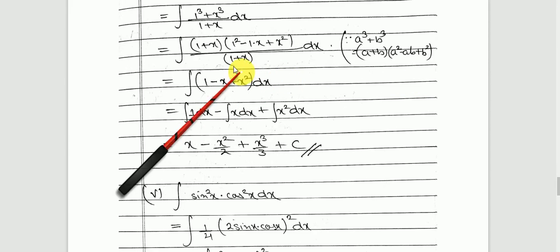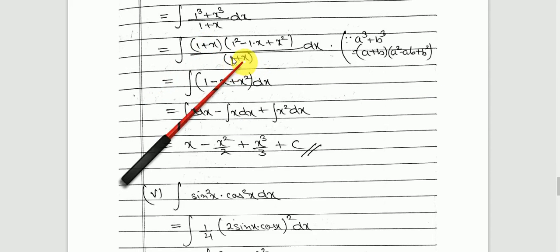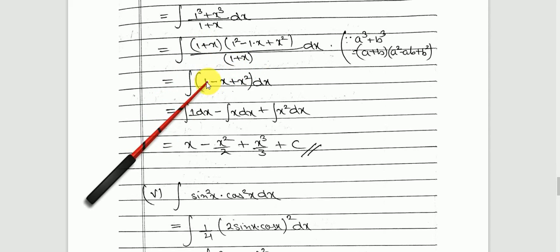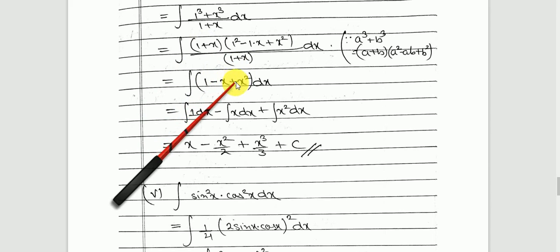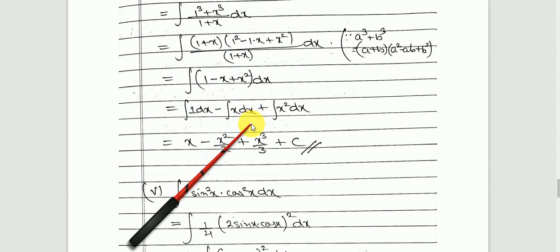Now you can see that 1 plus x here in the numerator, and here you have got 1 plus x, these two get cancelled, so you are left with 1 minus x plus x square. Now you know the integration of each term over here, so you write them separately, integrate, and you will get the answer.